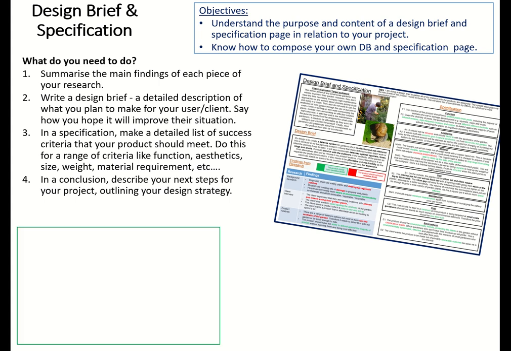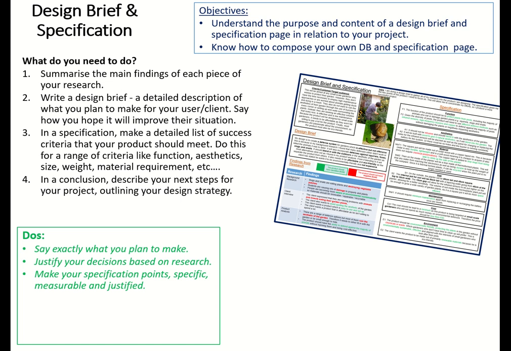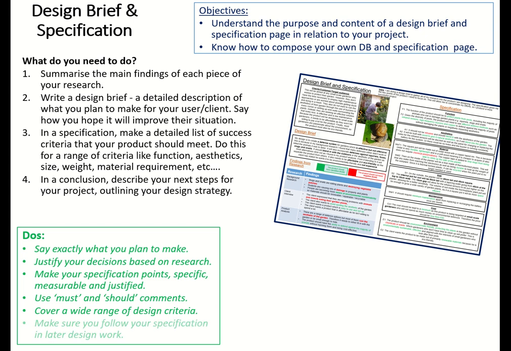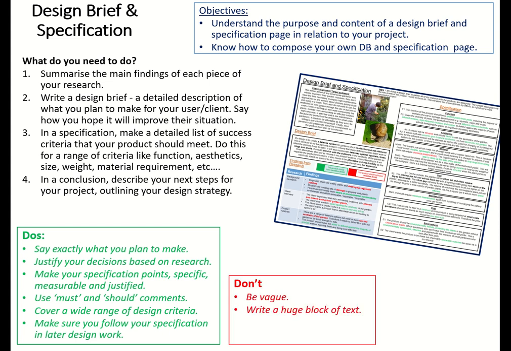Yeah. Some do's: say exactly what you plan to make. Justify your decisions based on research. Make your specification points specific, measurable, and justified. Use must and should comments, cover a wide range of criteria, and make sure you follow your specification in later design work. Don't be vague. Yeah. Don't write huge blocks of text if you don't need to. Don't contradict your research, and don't ignore your client's needs.